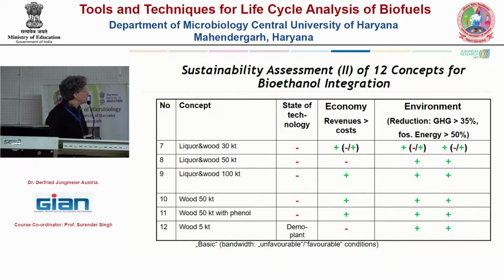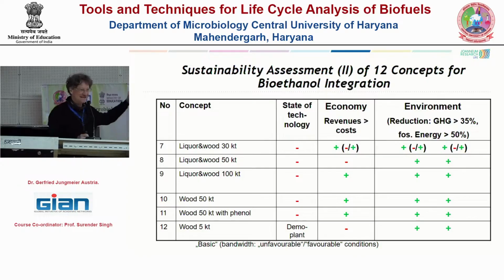If you go to the bigger facilities using black liquor and wood, the size of the plant is increasing. Yeah, so they make up to, in the biggest case, up to 100,000 tons bioethanol per year. This is at least a reasonable size. And here you see the economy looks more attractive, because it's bigger. But for the technology, we had to make many assumptions, because you cannot yet buy these systems.